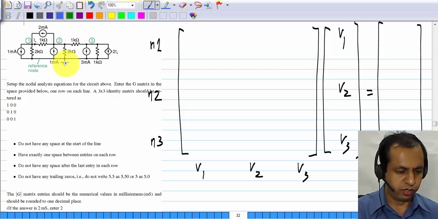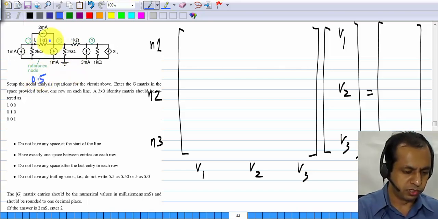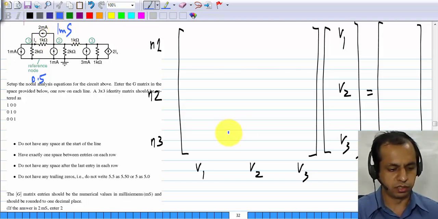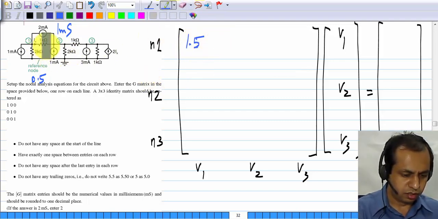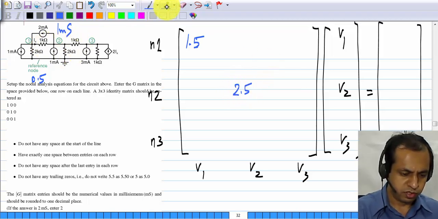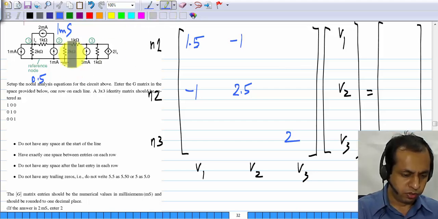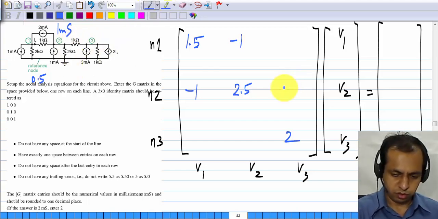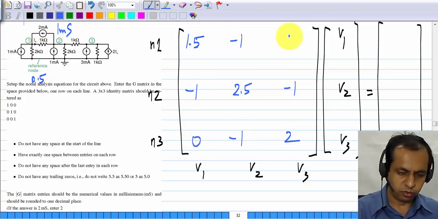Now again, first I will consider only the conductances in the circuit. We have 2 kilo ohms, which is a 0.5 millisiemens conductance, and 1 kilo ohm, which is a 1 millisiemens conductance. So the total here is 1.5, and the total here is 1 plus 1 plus 0.5, so that is 2.5, and the total for node 3 is 1 plus 1, which is 2. And between nodes we have 1 millisiemens between node 1 and node 2, so we have minus 1 and minus 1. We have 1 millisiemens between node 2 and node 3, so minus 1 and minus 1, and nothing between node 1 and node 3, so that is 0.